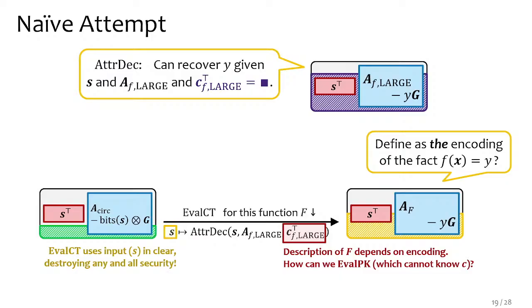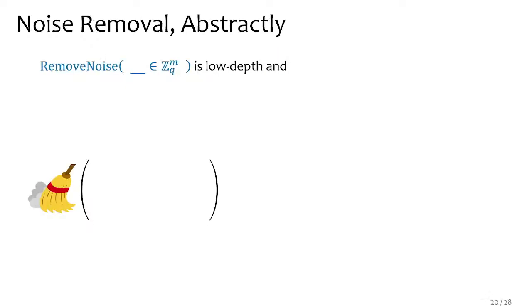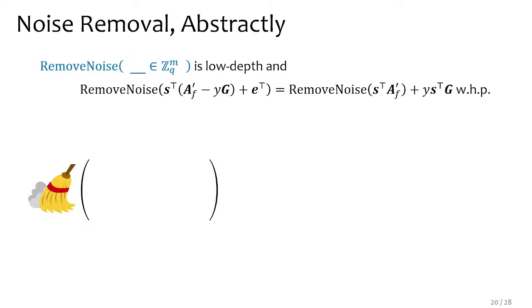Now I'll introduce our method to deal with it. It's going to be a different order. So we'll do noise removal, but it's somewhat not very easy to think about. So I'll just describe its property abstractly first, and we'll go from there. Remove noise will take as input a vector that's the same shape as an LWE sample. This is going to be a low depth function, and it satisfies this gigantic equation, but don't worry, I'll explain it. So this is the remove noise function.